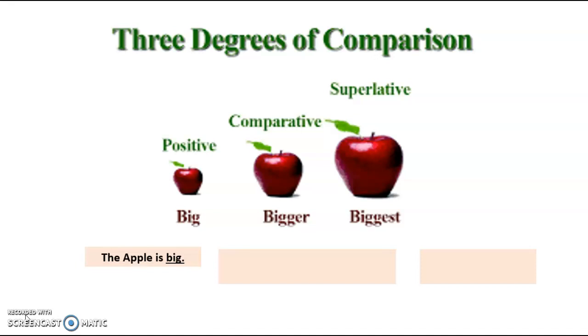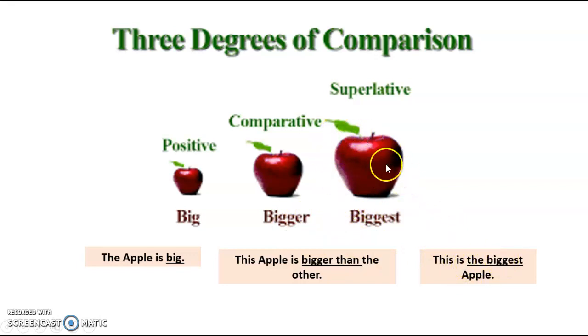Let me illustrate with an example. The apple is big. So we are just saying that something has a characteristic. In this case, we are saying that the apple is big. The second example, the apple is bigger than the other. I'm comparing this apple with the other apple that is next. This apple is bigger than the other. So I'm comparing two things. And the third degree is, this is the biggest apple. This one obviously is bigger than this and this. So I'm showing here with this example that this apple has the highest level of the other two. So these are the 3 degrees of comparison.